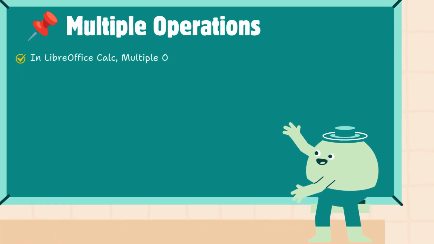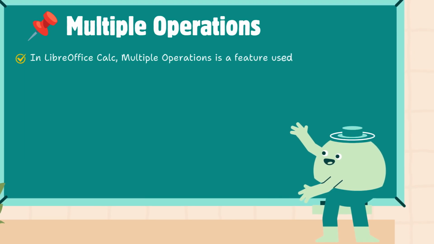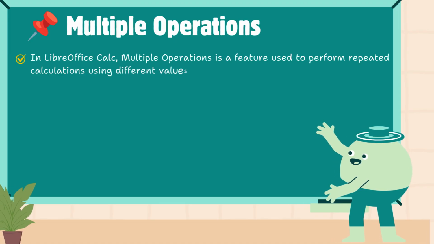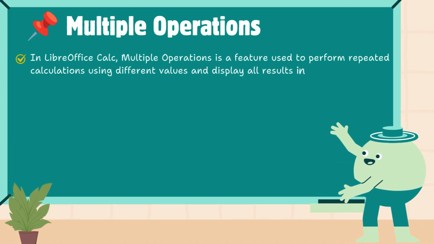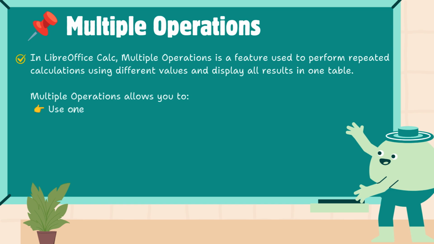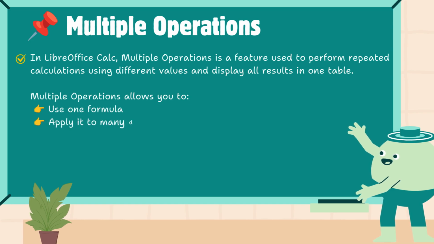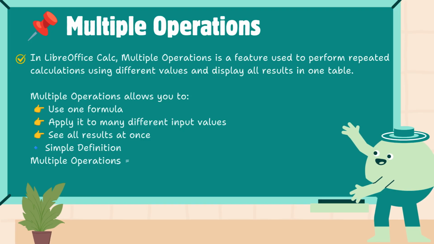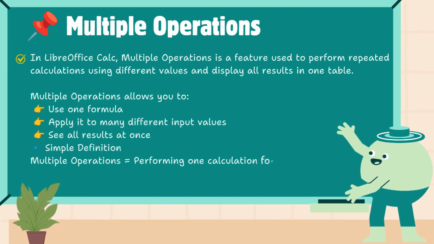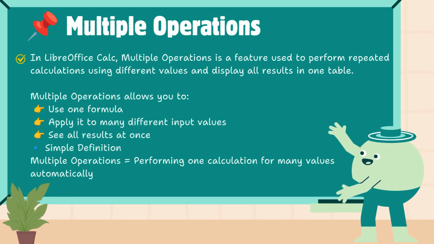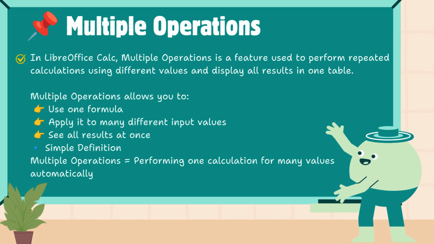Our first topic is multiple operations. In LibreOffice Calc, multiple operations is a feature used to perform repeated calculations using different values and display all the results in one table. Means we can use a single formula and we can apply many different input values and we can see the result at once. So in a simple word, multiple operations is performing one calculation for many values automatically.